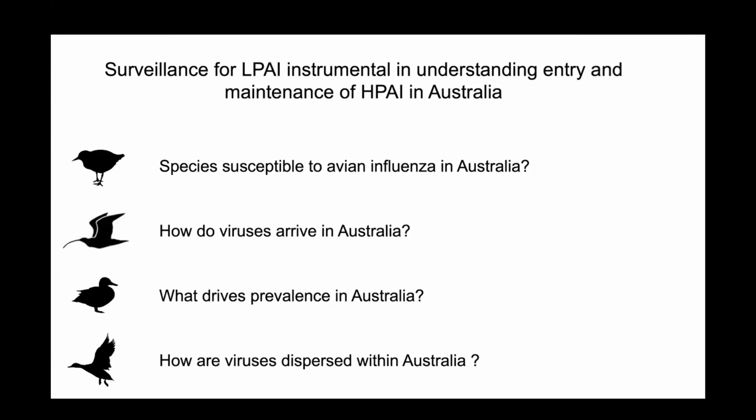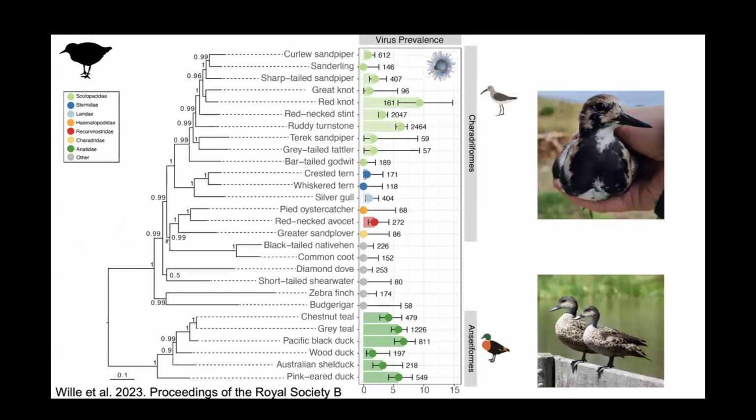And so what I've done is I've framed this bit in these kind of questions. When we came to Australia, there were a lot of things we didn't know. So which species are susceptible to avian influenza in Australia? In the Northern Hemisphere, we know everything is about mallards, but we don't have mallards here. So where does that leave us? How do these viruses arrive in Australia, or are they just stuck here? What drives prevalence of avian influenza in Australia? Is it always the same? Is it the same as the Northern Hemisphere? And how are viruses dispersed within Australia? Really basic stuff, but these were things that really needed to be worked out and are really helpful in understanding what could happen if high path arrives.